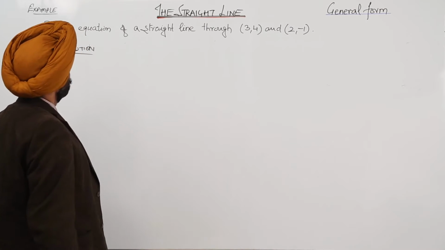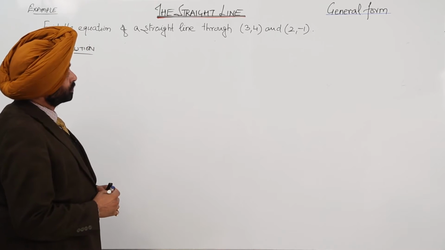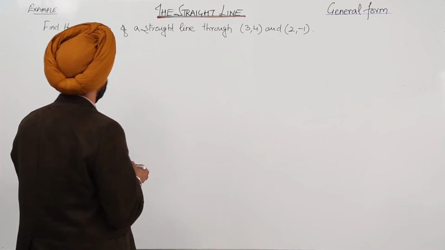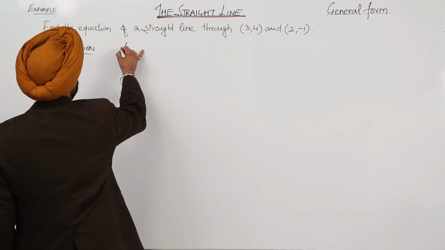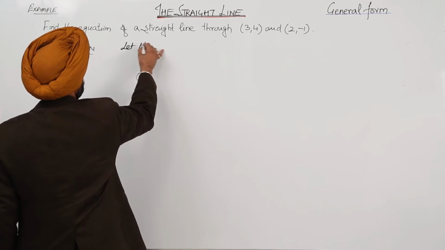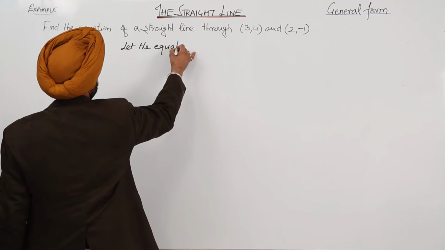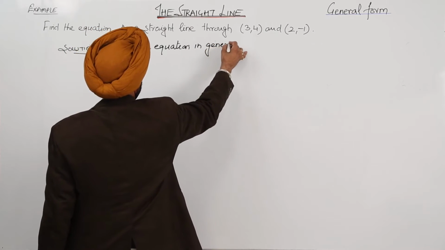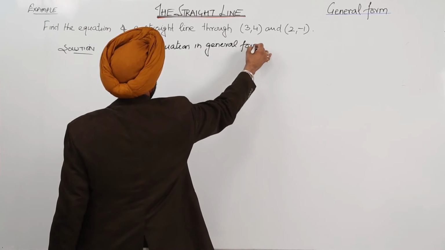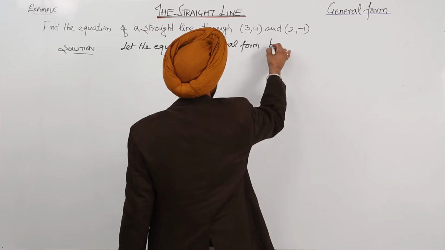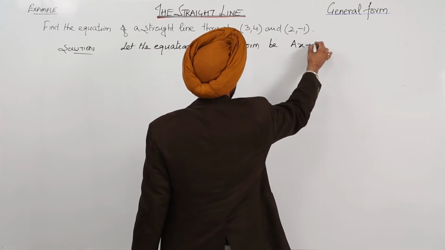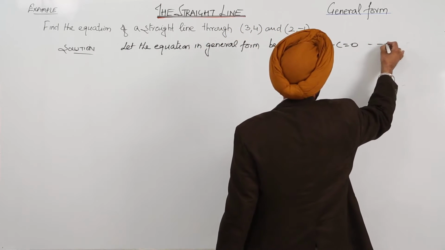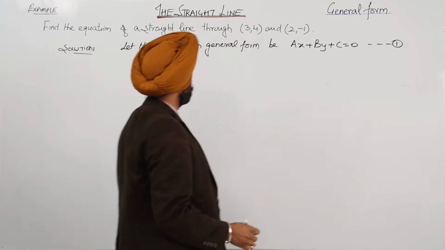Now we are having a straight line passing through (3, 4) and (2, -1), and we have to find the equation of that straight line. Okay. Now let the equation in general form be ax + by + c = 0. Equation 1.